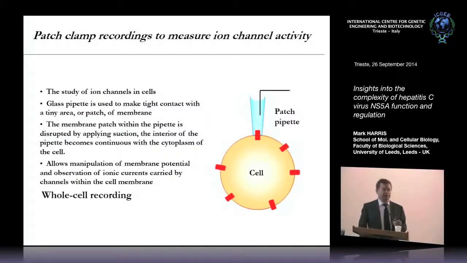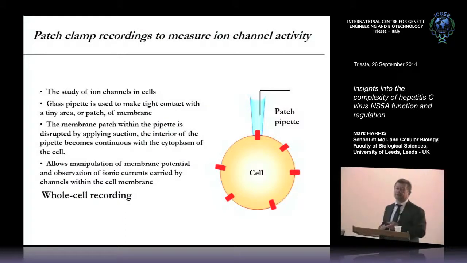So here I need to introduce you to a different aspect of what we were doing, and this is electrophysiology or patch clamping, and I'm sure some of you will be aware of this, but maybe not all. This is a study of ion channels in cells, where, in what I think is an extraordinary technical achievement, you take a glass pipette, which you extrude, and you use it to make tight contact with a tiny area or patch of the membrane of an individual cell. You then apply suction to disrupt that membrane patch so that the interior of the cell becomes continuous with whatever you have within the pipette. And then you can manipulate currents across this membrane and measure membrane potential, measure ionic currents that will be carried by channels in the rest of the cell. We call this whole cell recording.